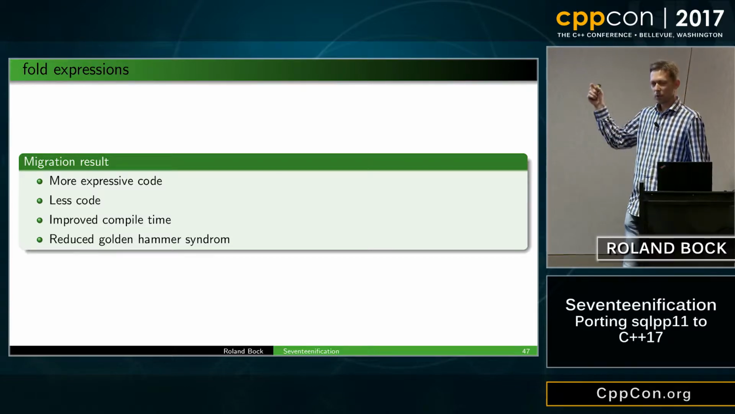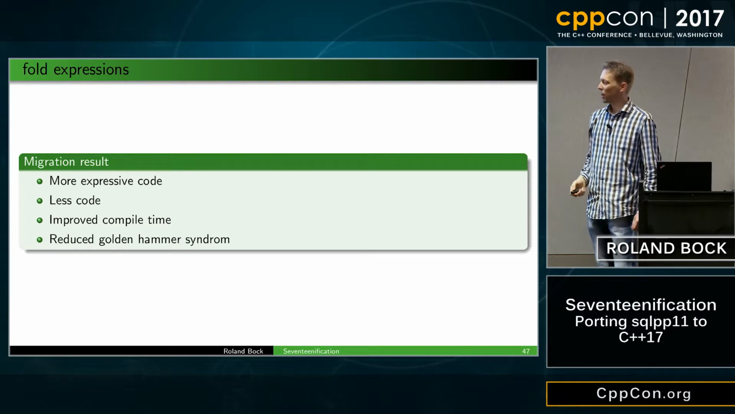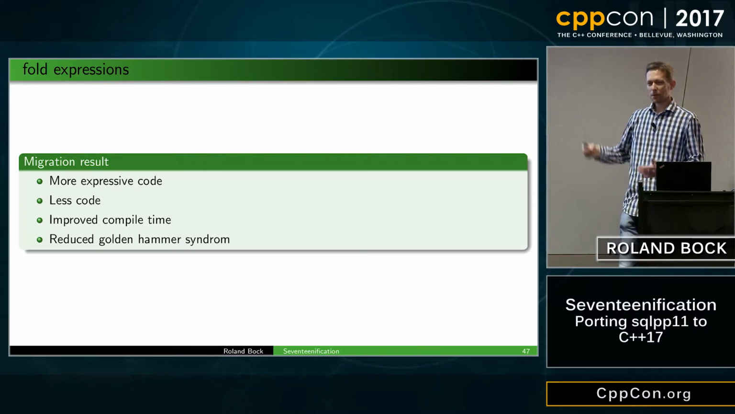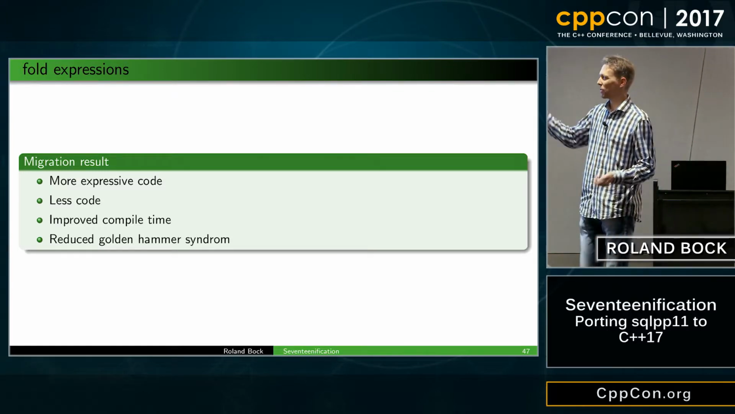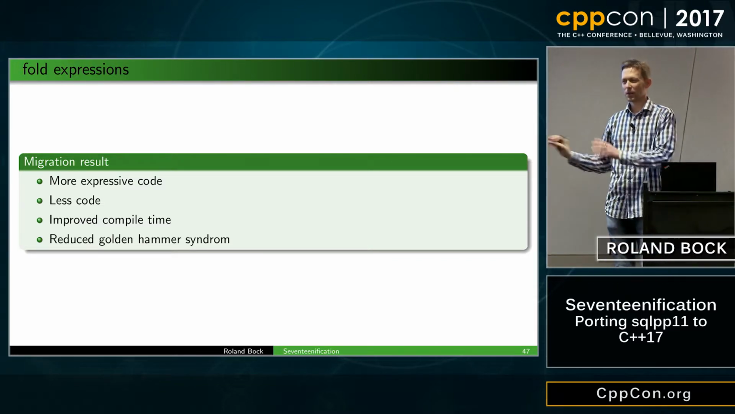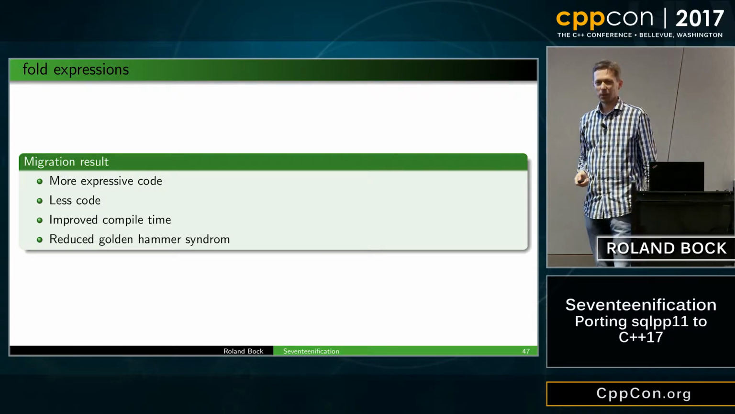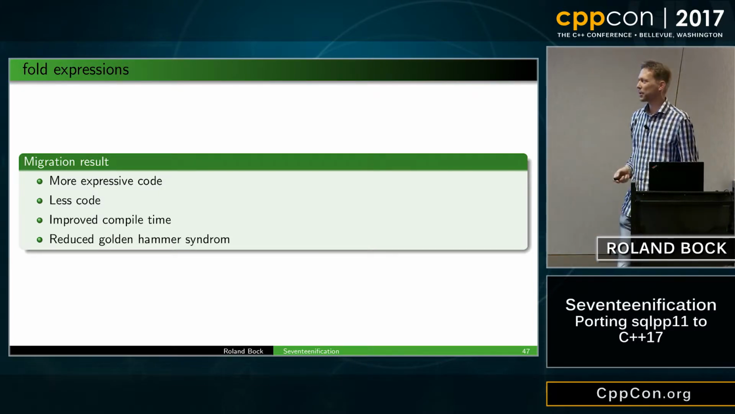Also, since this is so much easier to implement, so much less trouble to do, you don't feel like you have to use it all the time because it was so hard to produce, right? So that's why I say less golden hammer syndrome. You don't use this thing all the time just because you have it. That also leads to better compile times because sets are still expensive.